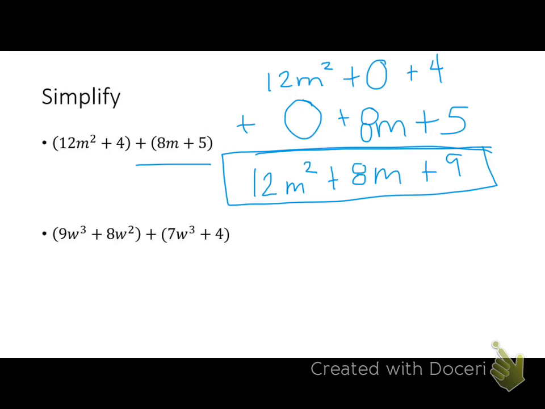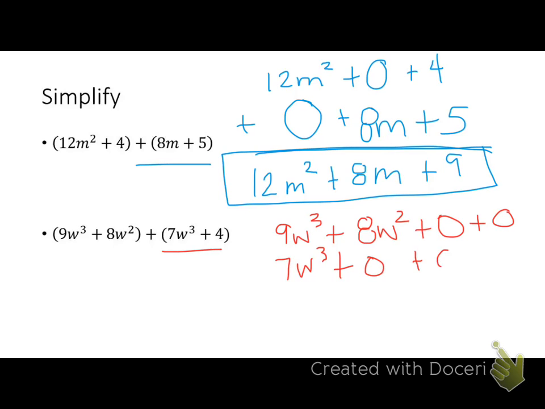Okay, so let's go do it again. So I have a cube this time, and so I would have 9w cubed. After cubes come squares, and I do have a square in the first one. 8w squared. Next would be a linear term. I don't have that one. And last but not least, I have a 0 for a constant. If I go and look in the second one, line it up, well, I do have a 7w cubed. I don't have a square though, so I'll put a 0. I don't have a linear term, so I'll put a 0, but I do have a constant, so I'm going to go ahead and put my 4 in there.